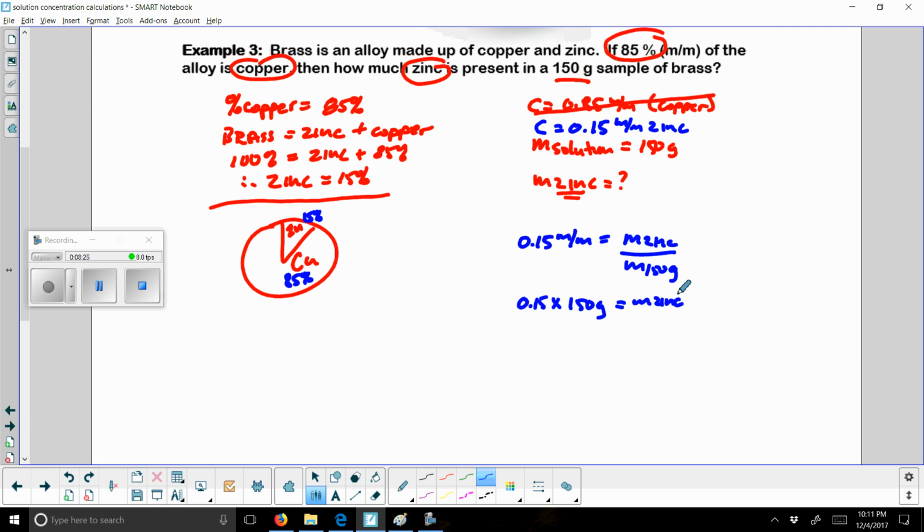And with a little bit of magic here, with the calculator out, we end up with 22.5 grams for your mass of zinc. So it's very easy. So basically it just says that 15% of the 150 is my zinc, which equals 22.5 grams. Let's do a little therefore statement.